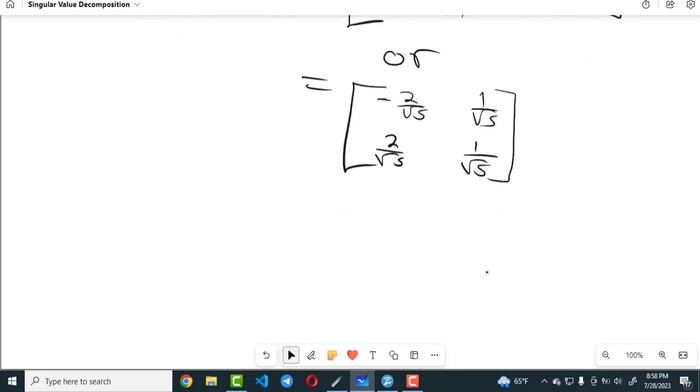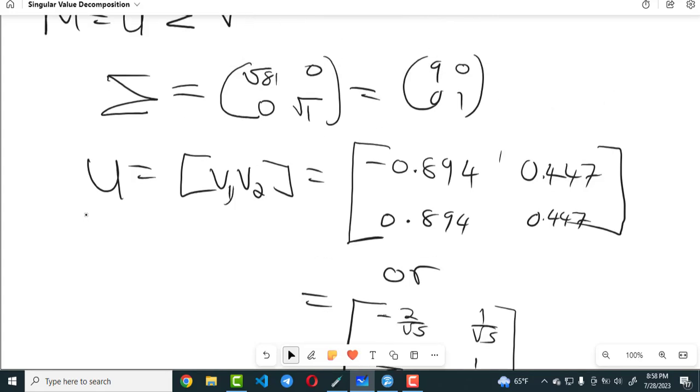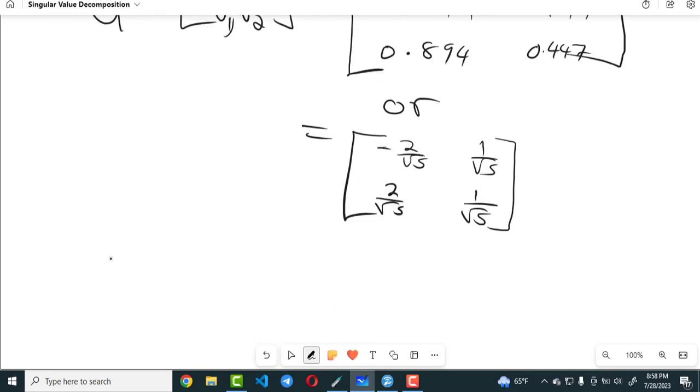So I think this is all for singular value decomposition. This last step that you can see is the decomposition concept of matrices. I think this is all for this lesson.